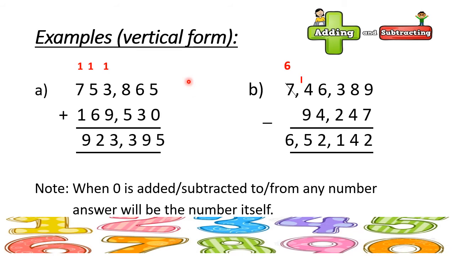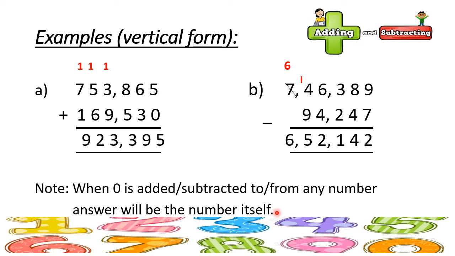So students, these are two examples of addition and subtraction given to you in vertical form. You can see both examples are written in vertical form. But before I start explaining, let me tell you an important thing: when 0 is added to or subtracted from any number, the answer will be the number itself.